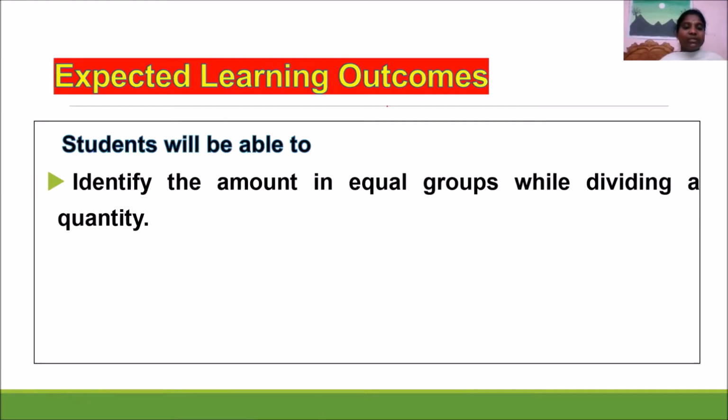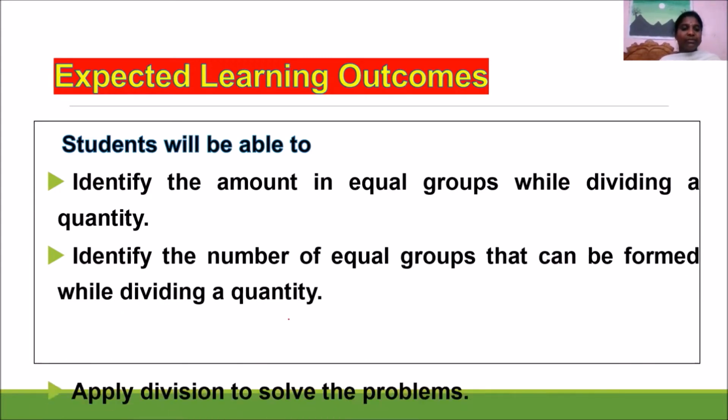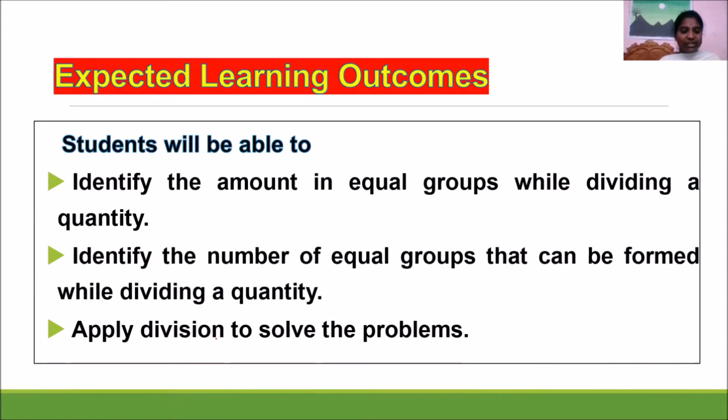Expected learning outcomes. Children, at the end of the session, you will be able to identify the amount in equal groups while dividing a quantity. Identify the number of equal groups that can be formed while dividing a quantity. Apply division to solve the problems.